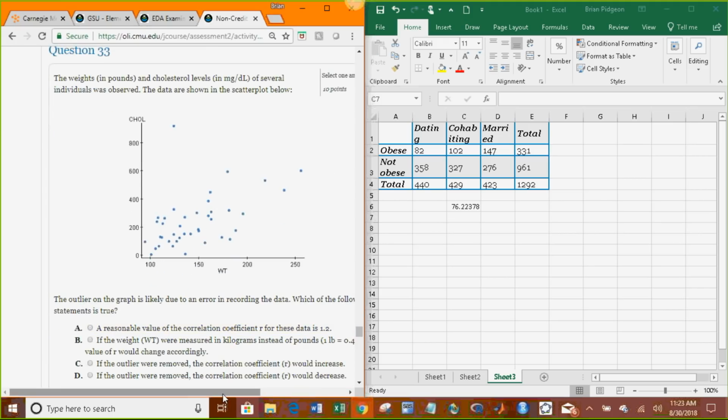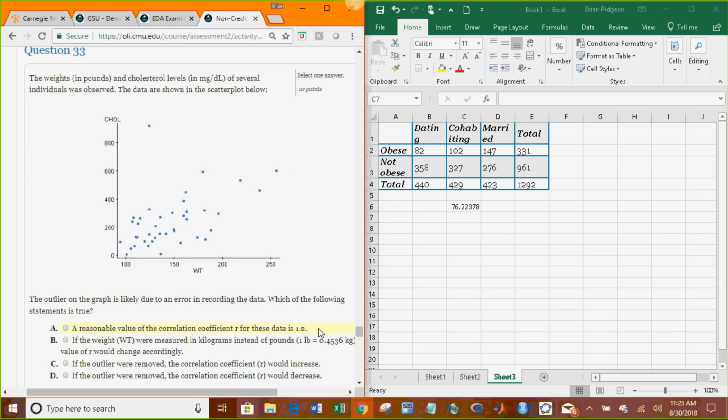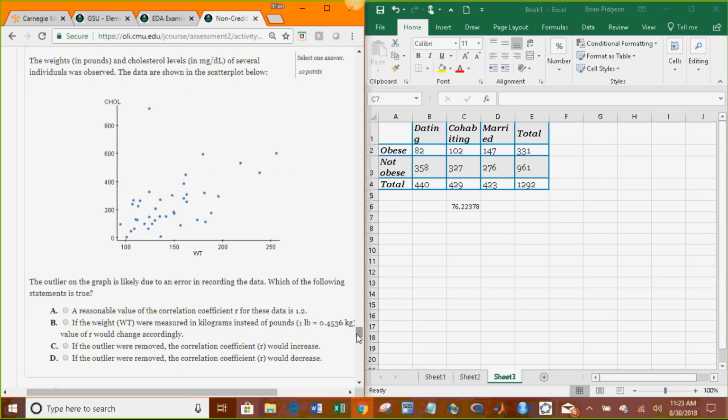Scatterplot. The weight in pounds and cholesterol levels of several individuals was observed. The data are shown in the scatter plot below. The outlier on the graph is likely due to an error in recording the data. Which of the following statements is true? A reasonable value for the correlation coefficient R for these data is 1.2. Correlation can't exceed 1, so that's not true.